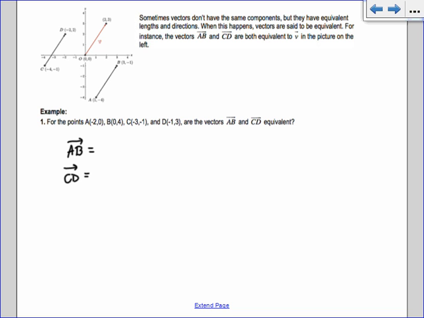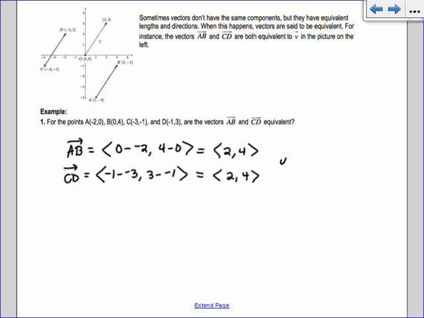So for AB, I'm going to do my head minus my tail, so 0 minus a negative 2, 4 minus 0, so I get 2 comma 4. And then for CD, I'll do the same thing. So I'm going to do the D minus the C, so negative 1 minus a negative 3. Then I have 3 minus a negative 1. So when I do that, I get 2 comma 4. So yes, they are equivalent, because if I moved them, they would go to the same location. If I move them so the tail was at 0, 0, you would have exactly the same vector.